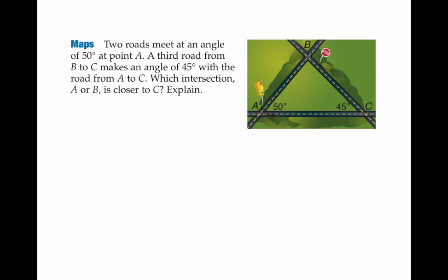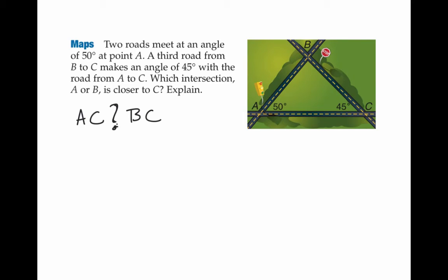Let's finish out with an application. So we learned it, now we need to apply our knowledge. Two roads meet at an angle of 50 degrees at point A. A third road from B to C makes an angle of 45 degrees with the road from A to C. Which intersection, A or B, is closer to C? So we are comparing the lengths of AC and BC. So that's a question mark there in between. So which one is smaller? That'll tell us which is closer to C, whether it's A that's closer to C or B that's closer to C.